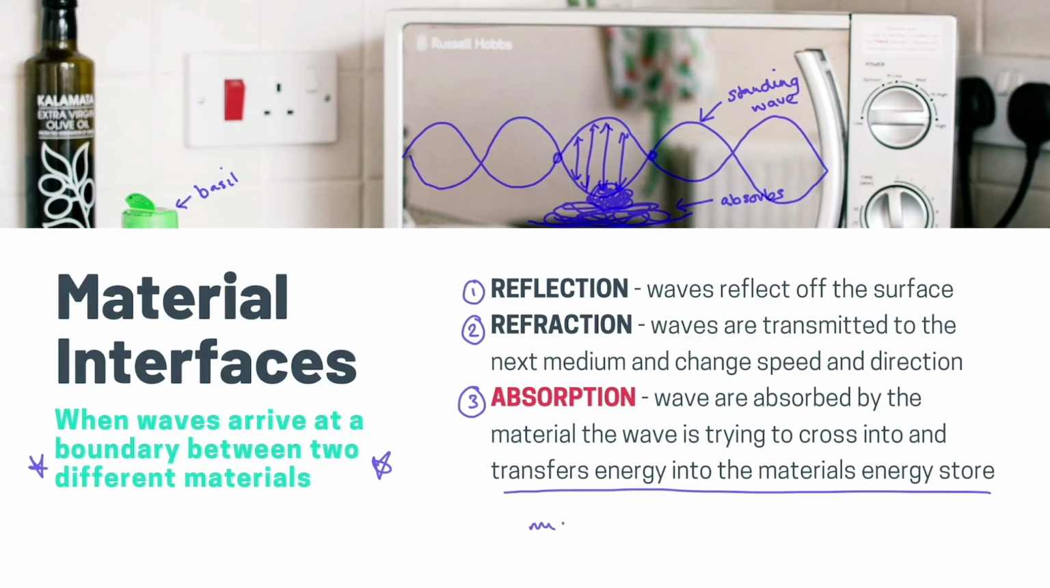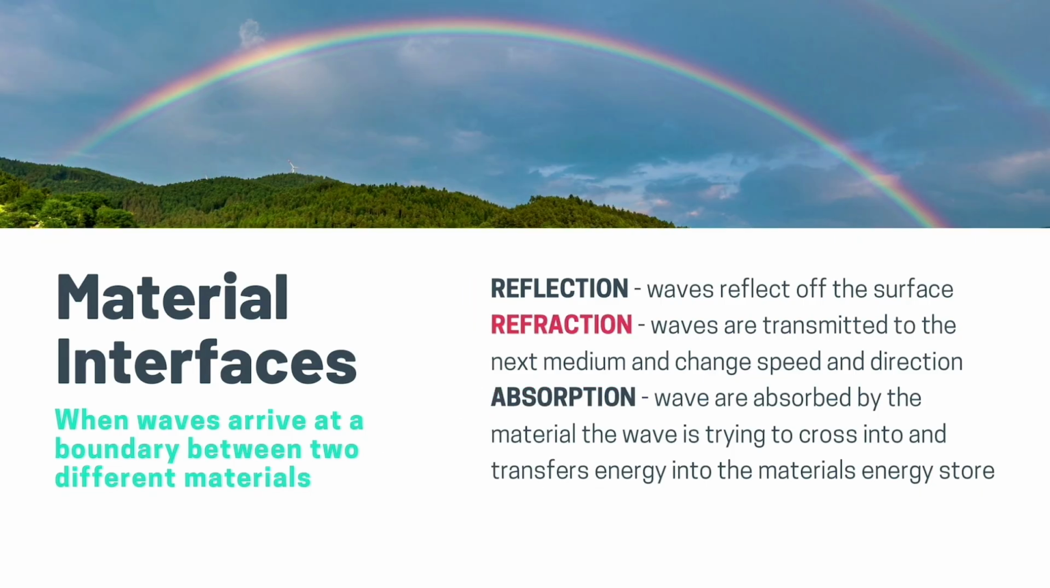So the microwave transfers energy into the spaghetti bolognese in the form of thermal energy. We talked about the three things that can happen when a wave meets a material interface.